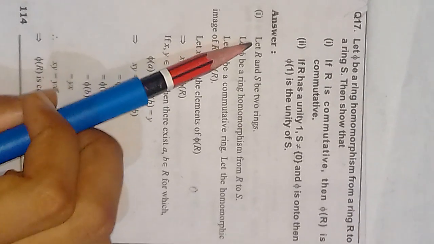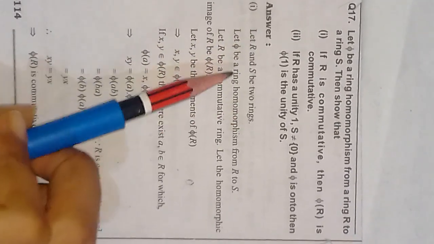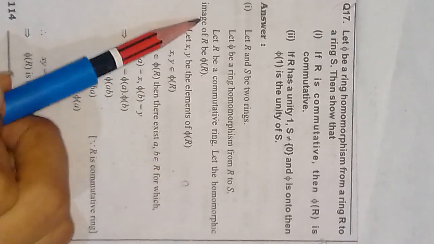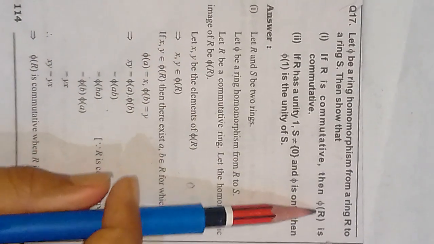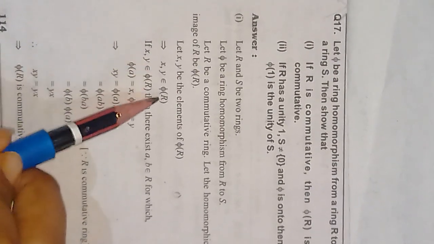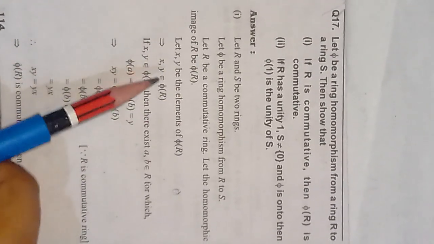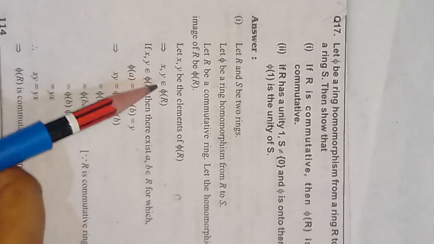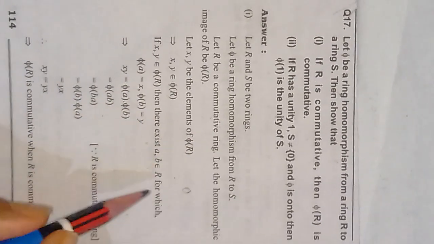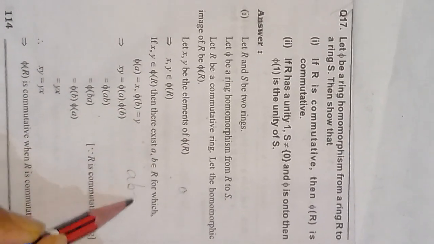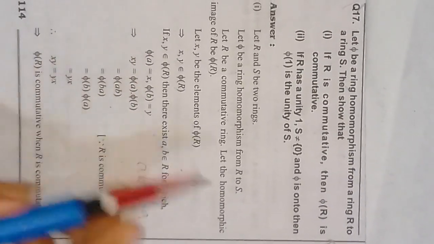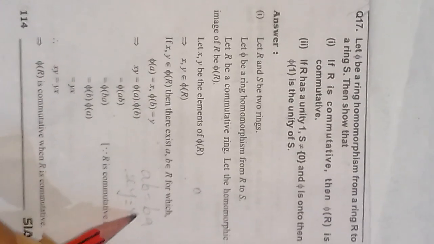Given proof: R and S are two rings and pi is a mapping from R to S. Here R is a commutative ring. Let the homomorphic image of R be pi of R. Here we have to prove pi of R is commutative. Now we take elements x, y belonging to pi of R. We consider pi of A as x and pi of B as y. The condition of commutativity is AB equals BA. Instead of AB and BA, here we are taking XY. We have to prove XY equals YX.